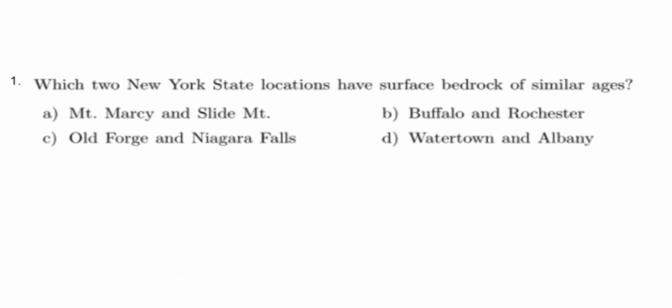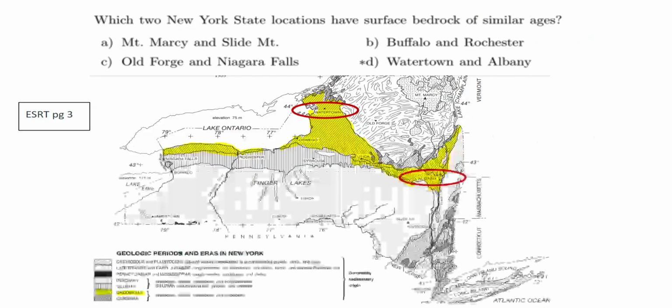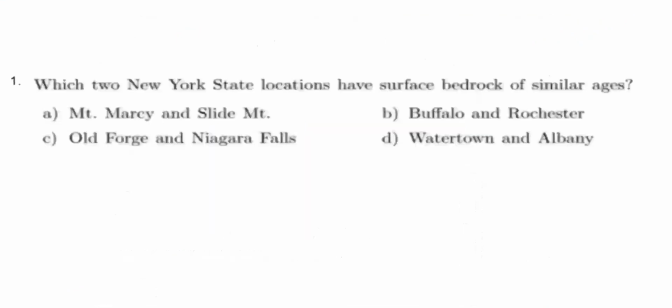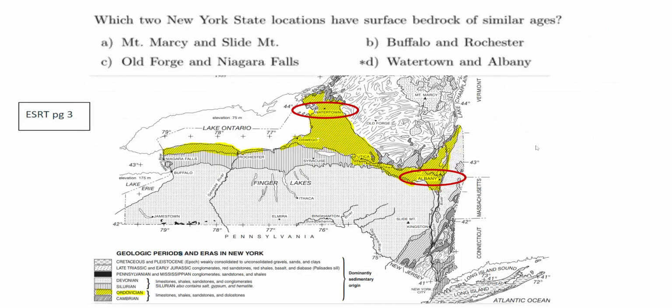So, whenever it's talking about surface bedrock, you should go to page 3 of your reference table where the title is bedrock, right? And it wants the ages of the bedrock. So, what we should be looking at is the geologic period and eras in New York, the very bottom key of the reference table, page 3, and that will tell us the ages of the rock. So, which two New York State locations have surface bedrock of similar ages?